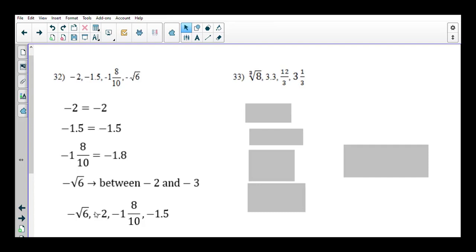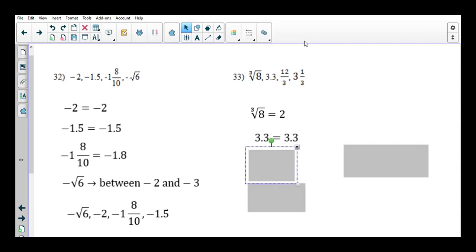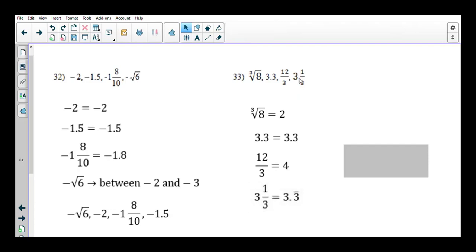All right, let's take a look at the last one of these, number 33. We've got the cube root of 8. Hopefully you remember that is 2, since 2 to the third power is 8. 3.3, of course, is equal to 3.3. 12/3, I did not forget about it here, is 4. Had I known or remembered that it was on the next slide, I would have just copied it over. And then finally, we have 3 1/3. We already talked about 1/3. That's 0.3 repeating, so that's 3.3 repeating.